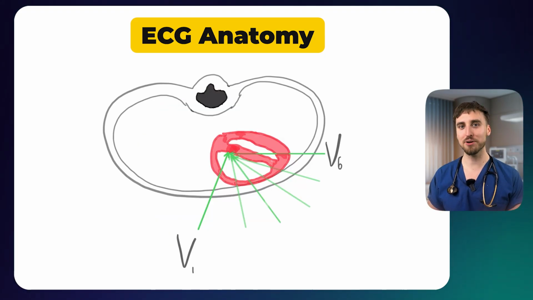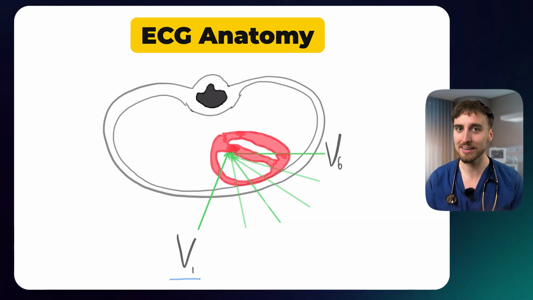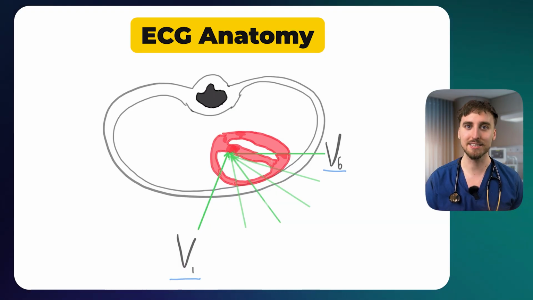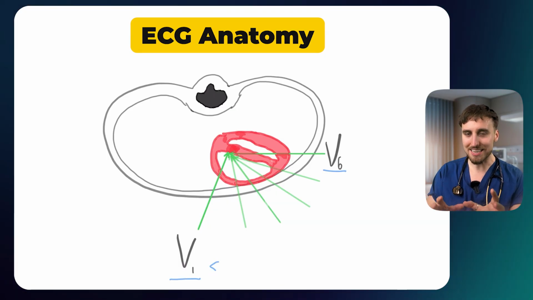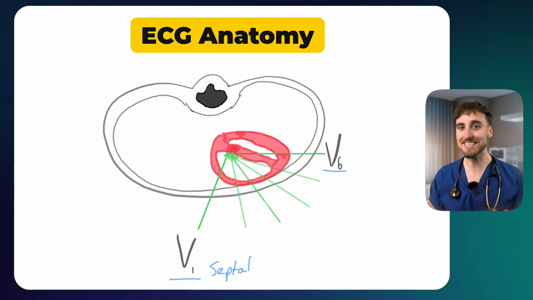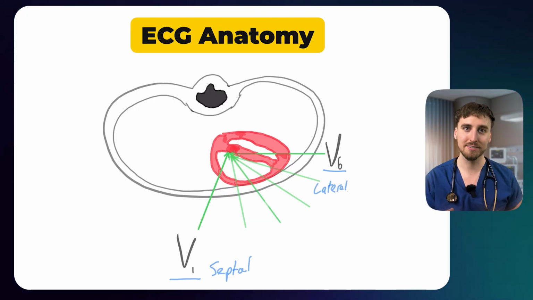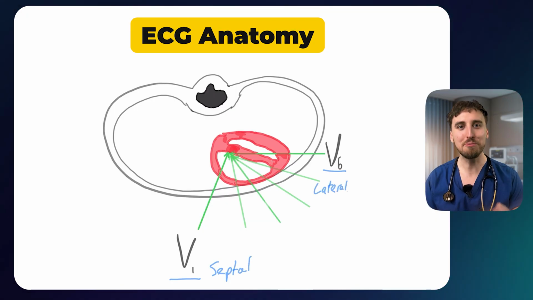But when it comes to bundle branch blocks, the ones we really want to be looking at are V1 and V6. V1 gives you that slightly right septal view of the heart, whereas V6 is looking more laterally. It helps us build a picture of the movement of current.